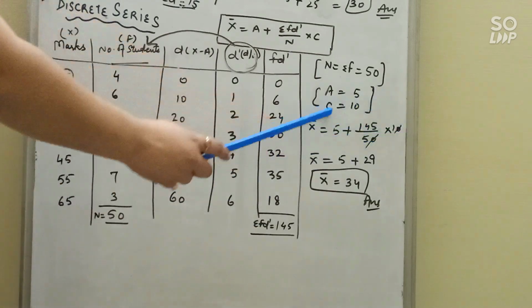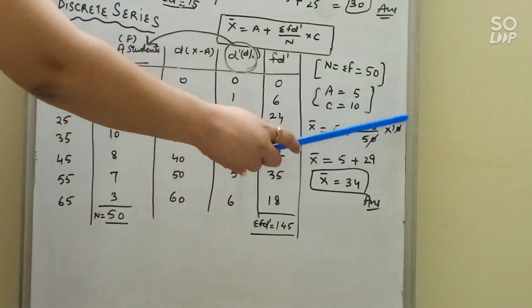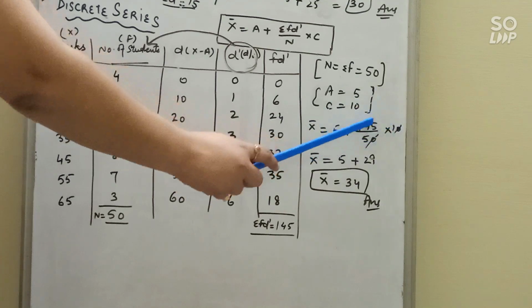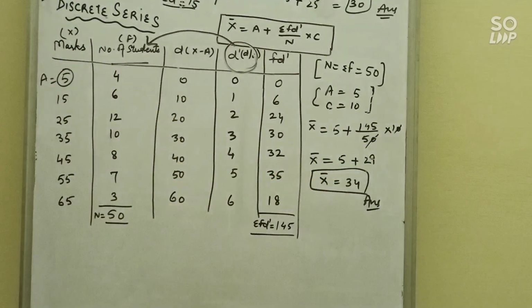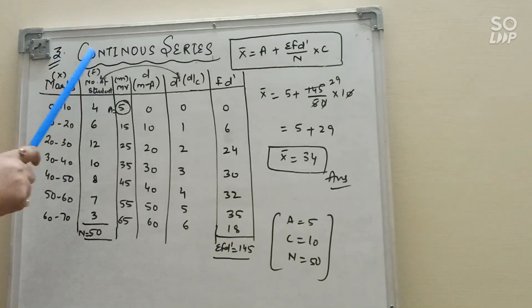So now put the values. After putting values, you first calculate this portion. After calculating this, we have 29. 5 plus 29 is equal to 34. So the mean is 34 in this question. Clear? So third is continuous series.